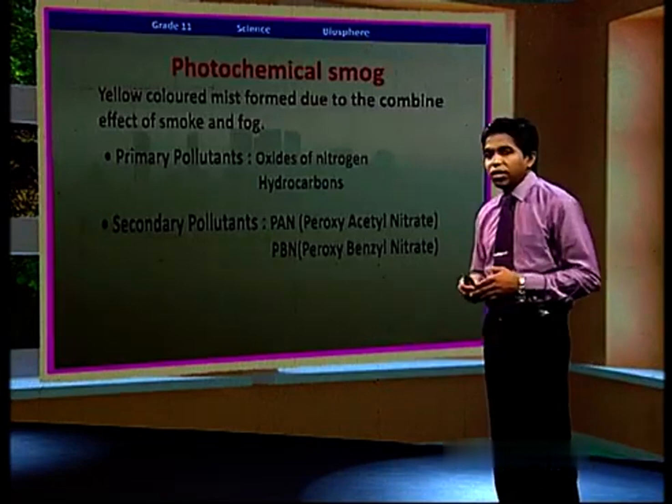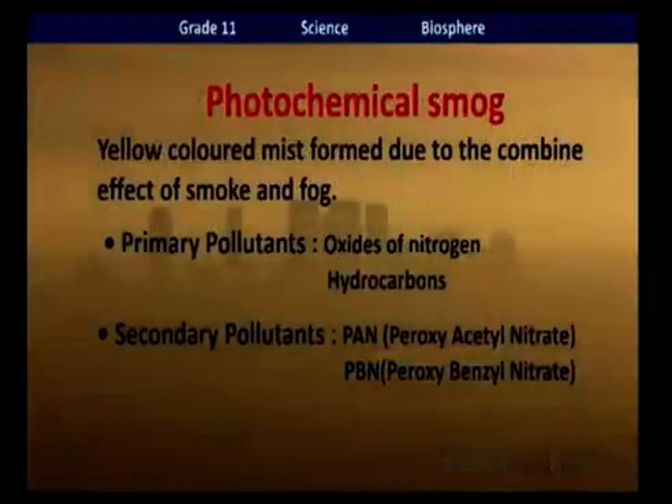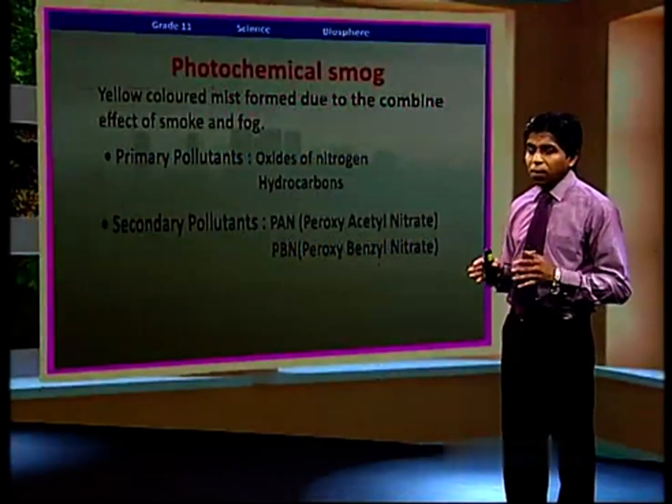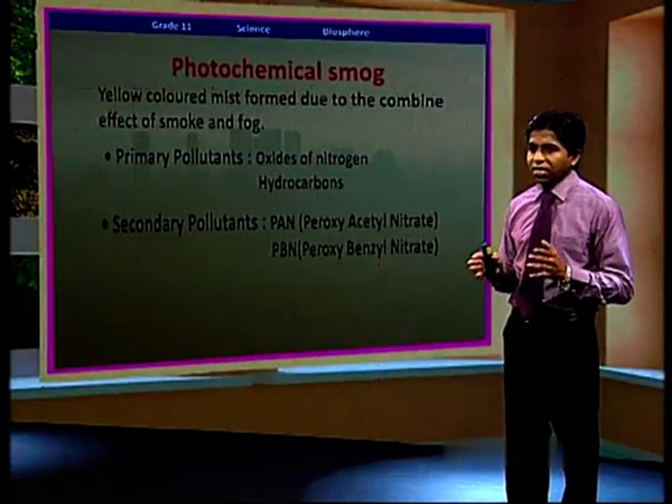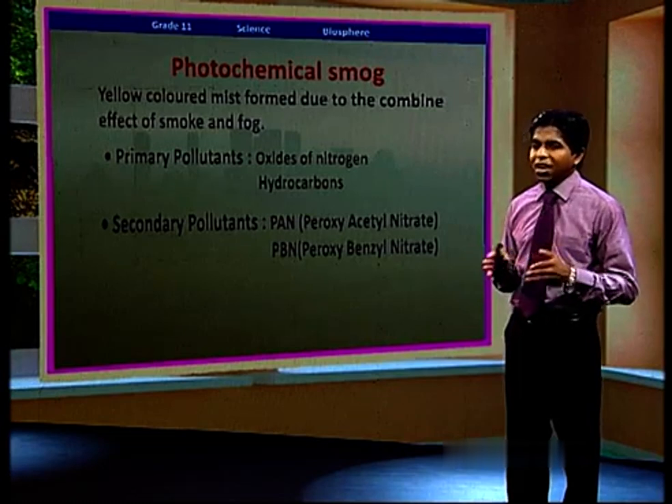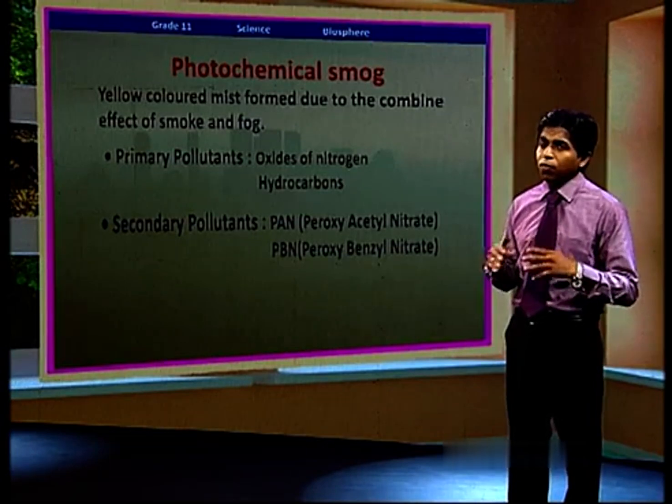Let's see the next direct effect of environmental pollution: photochemical smog. This was newly introduced to the syllabus in 2016. You can see photo means light. Due to the influence of light, chemical reactions take place in the atmosphere. There are two types of pollutants. Primary pollutants are the oxides of nitrogen and hydrocarbons. They are emitted from factories and vehicles, and these primary pollutants react in the presence of light, forming secondary pollutants. Those secondary pollutants, PAN, peroxyacetyl nitrate, and PBN, peroxybenzyl nitrate, cause this photochemical smog.